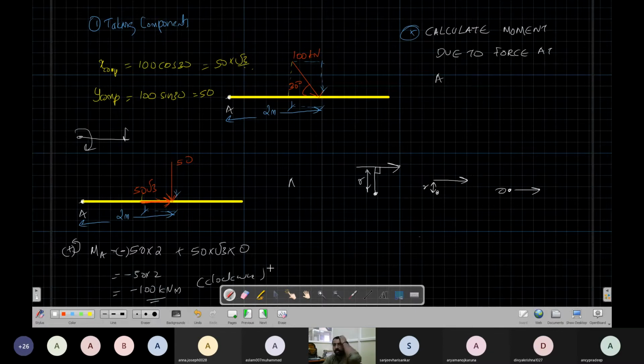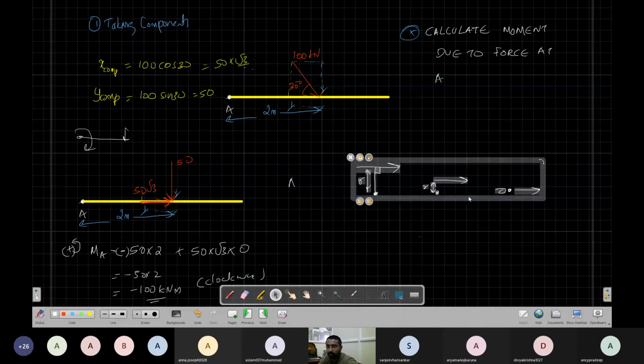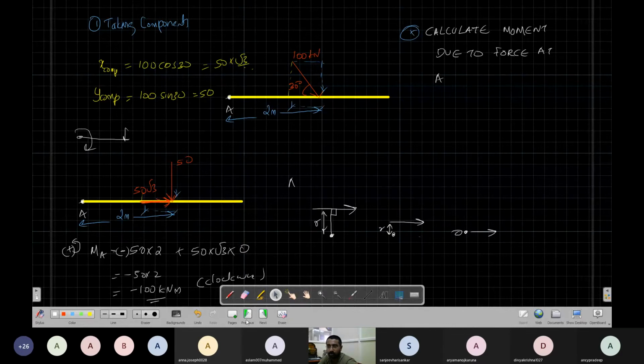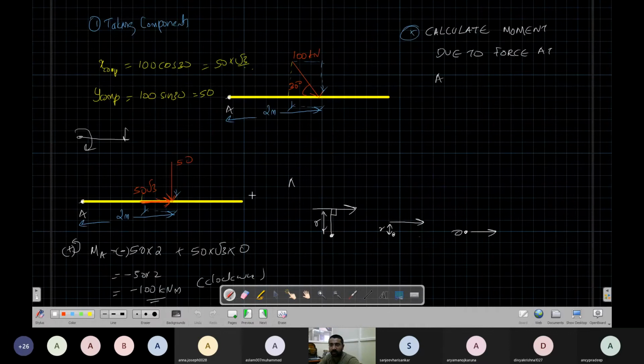Okay. So this is method number 1. Now, what is method number 2? I don't know whether you need this. Method 2 may be slightly difficult.